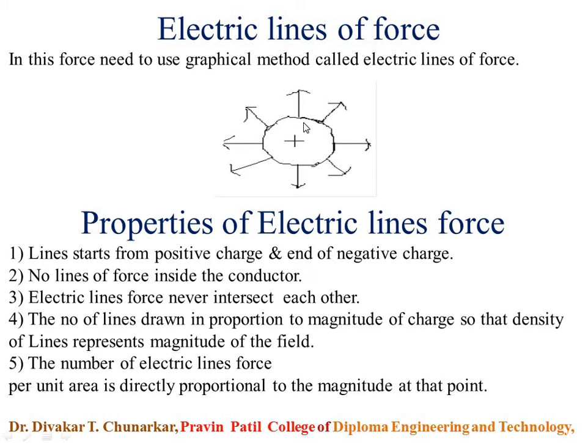In the case of electric lines of force, it is a vector quantity that can be characterized by magnitude and direction. So this is the direction of the electric lines of force. These lines start from the positive charge and end at the negative charge. There are no lines of force inside the conductor. Electric lines of force never intersect each other.